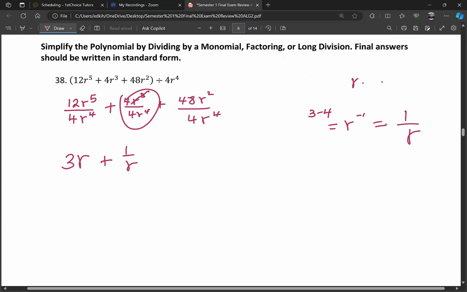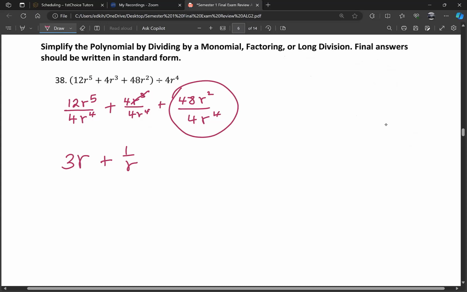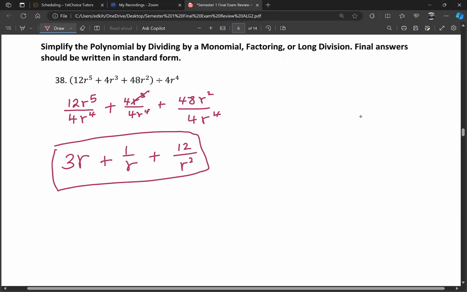I'm giving you different ways of thinking about this so you're better prepared. But if you have a method that works for you and you get the question right 100% of the time, stick to that. Here's the next one. 48 divided by 4, that's going to be 12. We have 2 r's up here and 4 r's down here, which means the 2 r's up top cancel the 2 r's on the bottom. So you'd have, oh, I forgot, you'd have 12 over r squared. And that is the answer to this question.